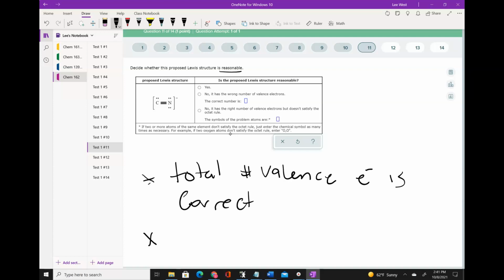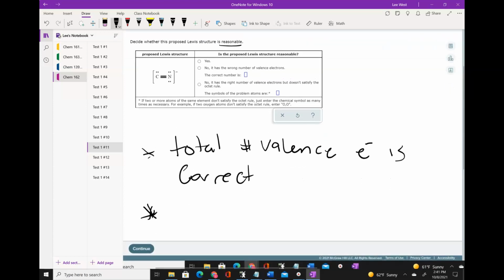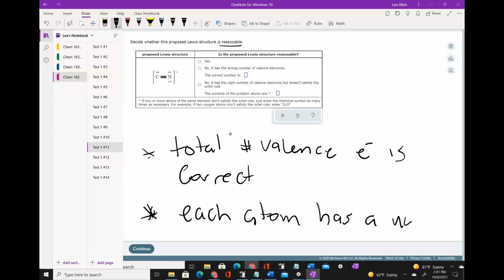Okay. And then the next thing is that each atom has a noble gas configuration. Okay, and you want to check them in this order because it could have this, but this would be wrong, right? So I like to check it in this order.